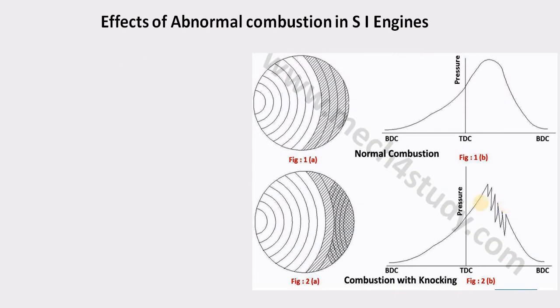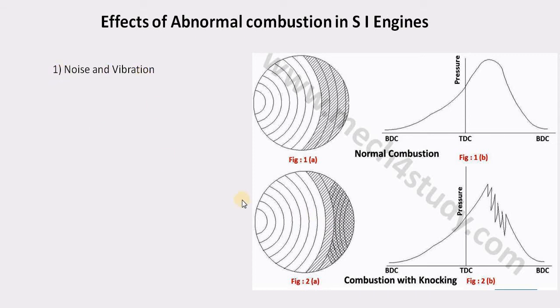Now let us discuss what the effects of abnormal combustion are. This is the normal combustion, and this is your abnormal combustion. In normal combustion, the flame travels without any abnormalities, in a uniform manner, consuming all the mixture. But in abnormal combustion, the flame is traveling, but another flame starts from the other end, the other corner of the combustion chamber, and these two flames collide, and a huge noise is produced.